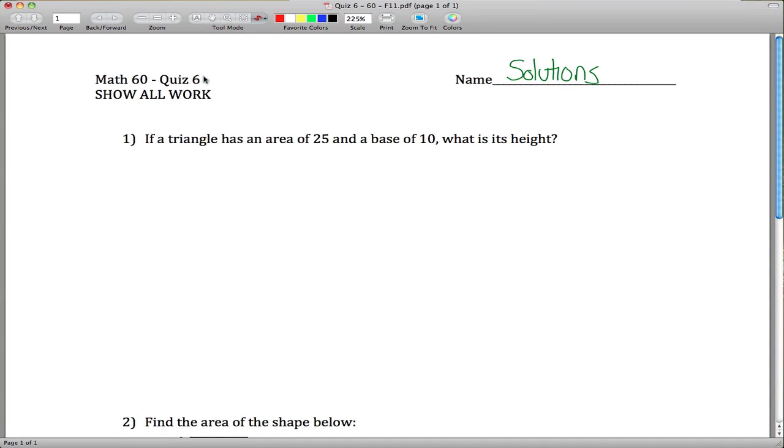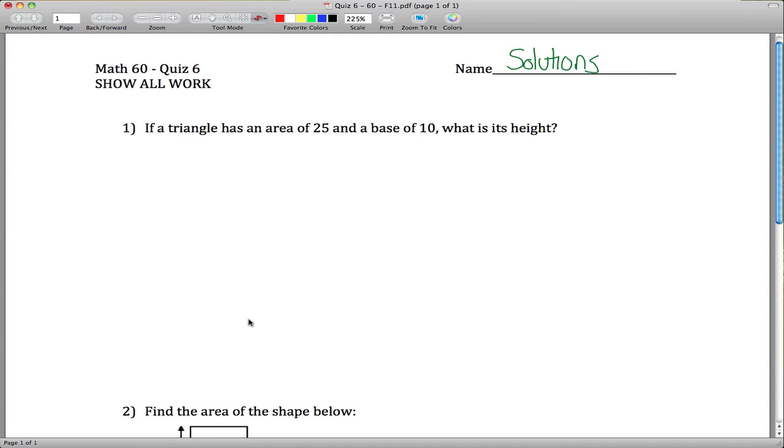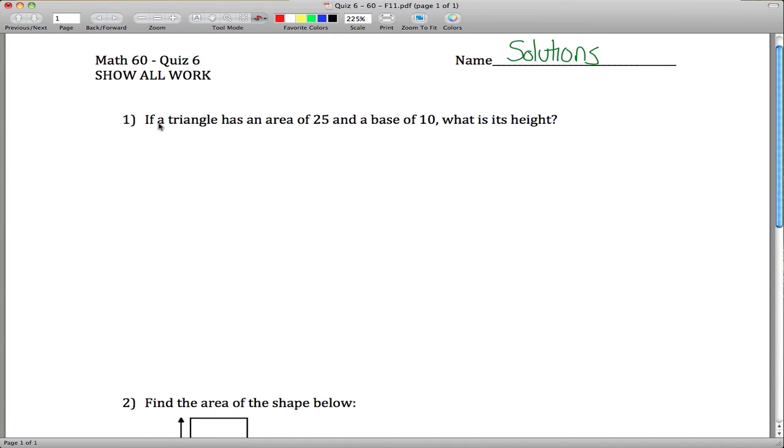Alright, quiz 6 solutions for Math 60. Let's see, we're in the first problem. We have a triangle, given the area, given the base, asked to find its height. So the first thing you need to know is the formula for the area of a triangle, and that is the area is equal to 1/2 times the base times the height.